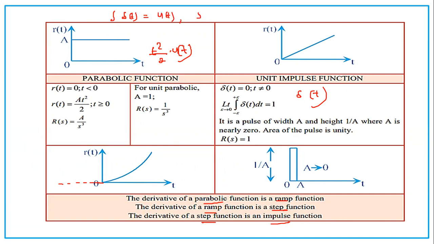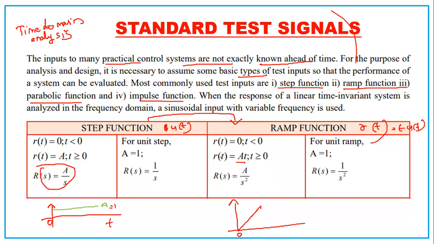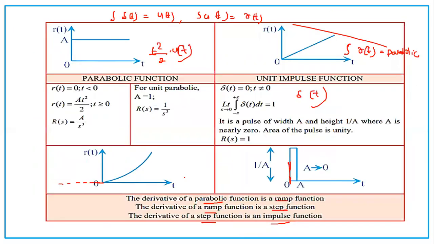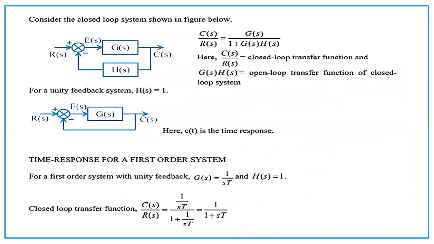Integral of U of t is equal to R of t. Similarly, integral of R of t is the parabolic. With derivatives it goes the other way. This is the basic test signal. The impulse has value only at 0. And the parabola looks like this, the ramp looks like this, and then the step function. So the representation is clear now. These are the standard test signals.